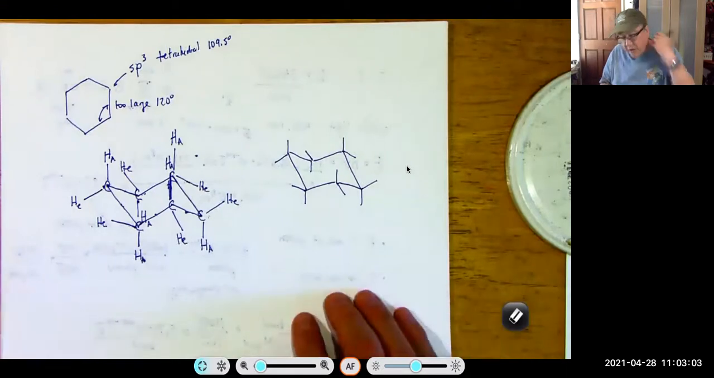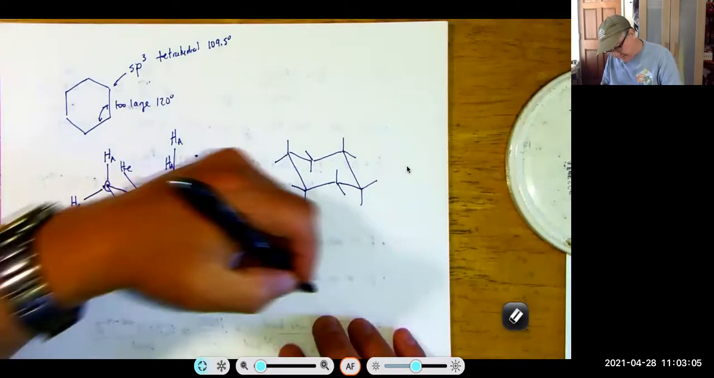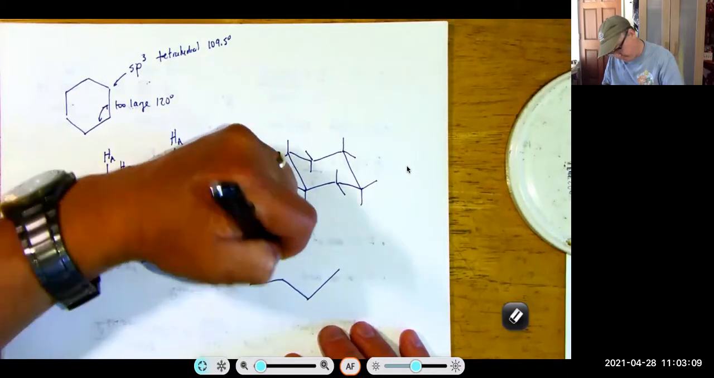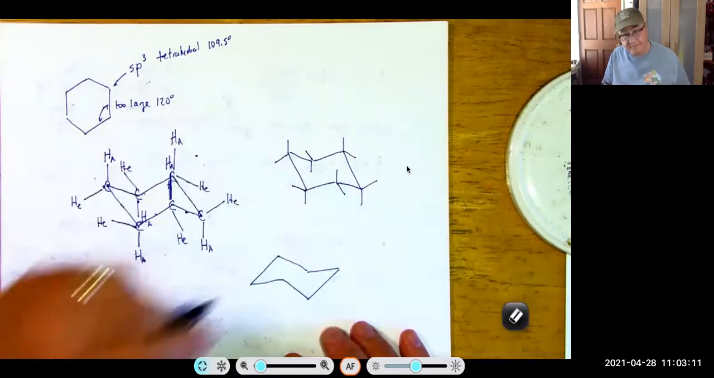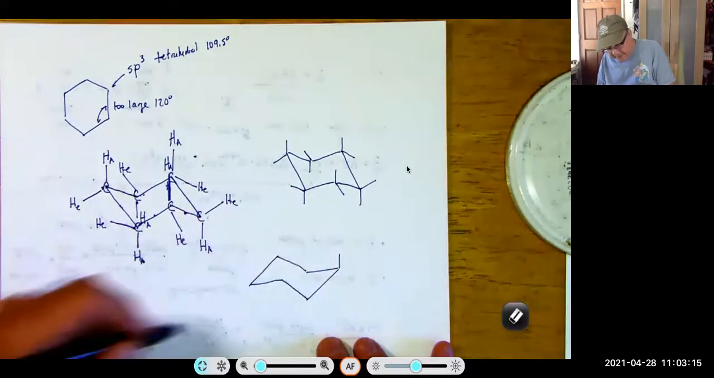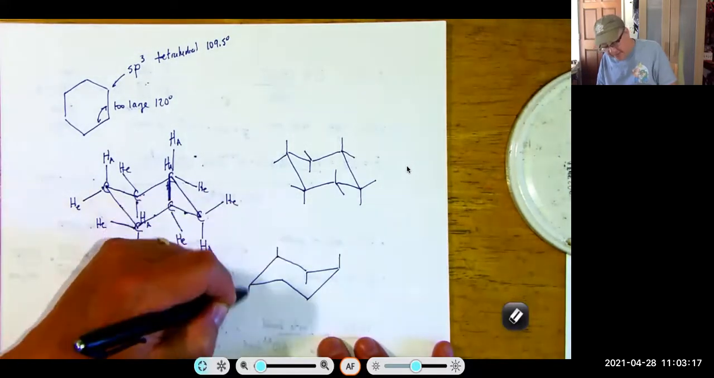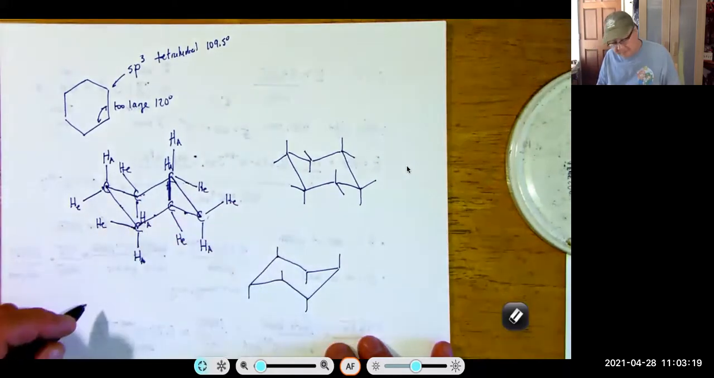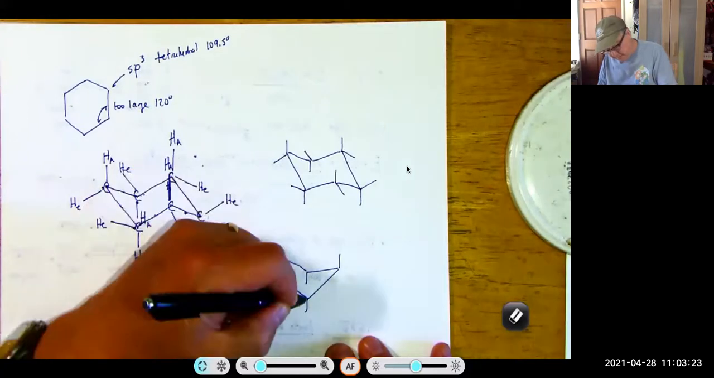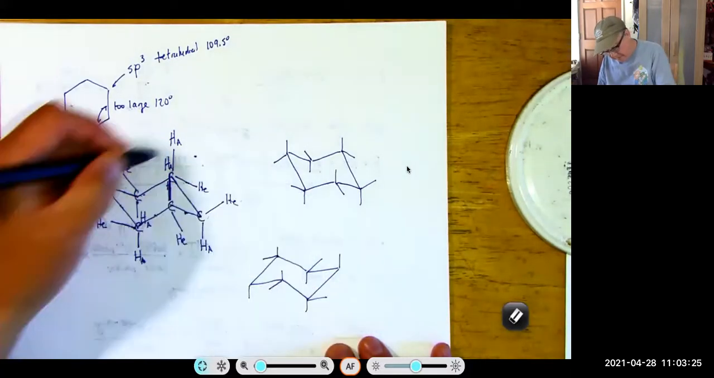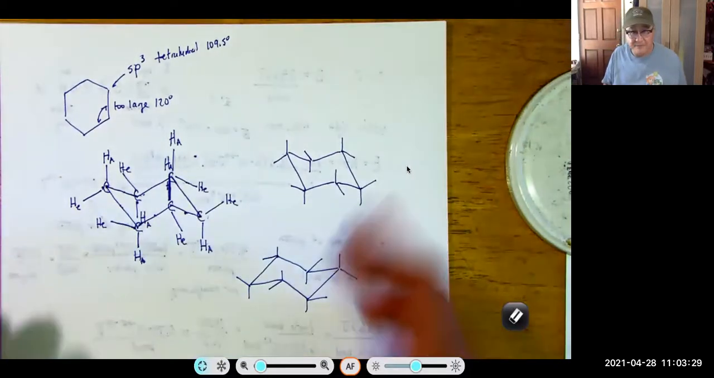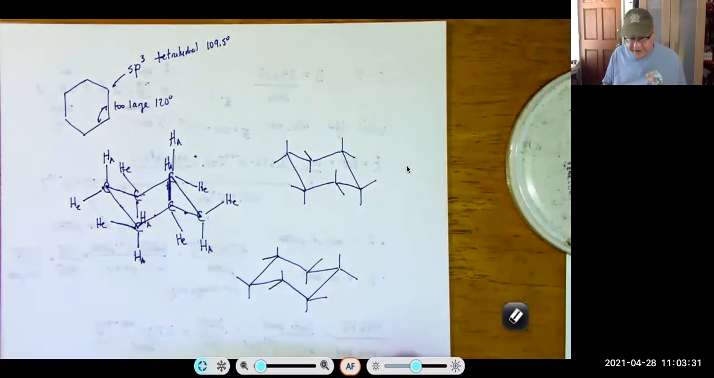And if you want to draw it the other way, you just do it like this. Again, straight up here, then down, then up, then down, then up, then down. And then parallel, parallel, parallel, parallel, parallel, parallel. So here are the two chairs.